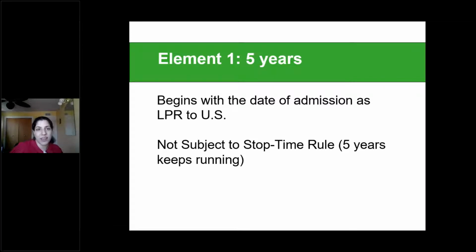Another important thing to know is that this 5 years requirement is not subject to the stop time rule. So that means that somebody could commit crimes, could be placed in proceedings, and the 5 years will keep running. That probably makes a bigger difference for folks in non-detained proceedings than it does for folks in detained proceedings, for whom it's really only of note if they're going to reach that 5 years a couple of months into their proceedings. But it is something to keep in mind that 5 years does keep on running.